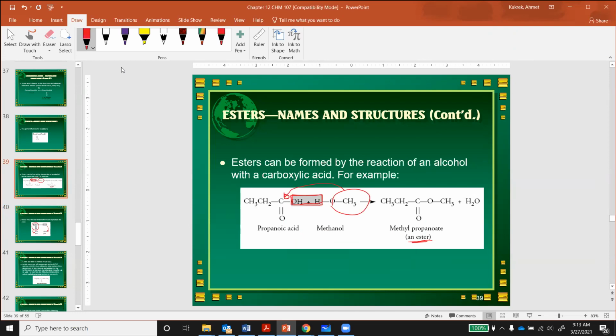So can you give me a natural ester? Yeah, these are all natural. If you eat pineapple, pineapple is an ester. I forgot the name, but let me look it up real quick. Pineapple. And that's what gives it the taste of pineapple. Exactly, it is an ester.